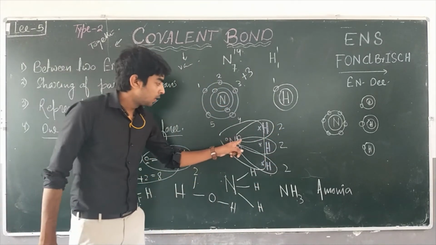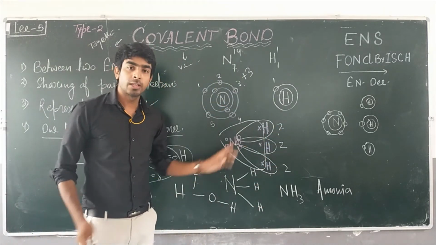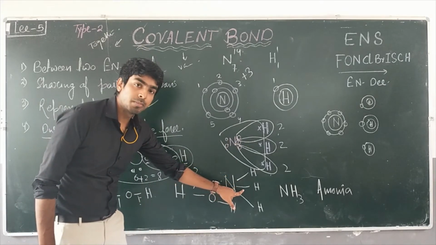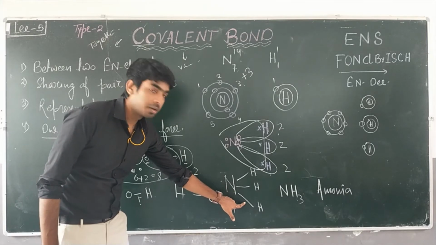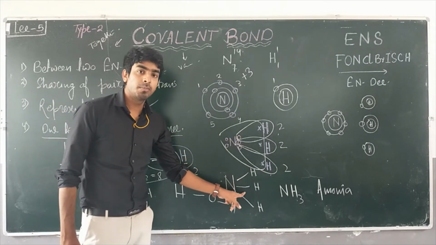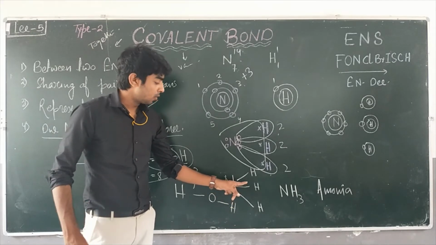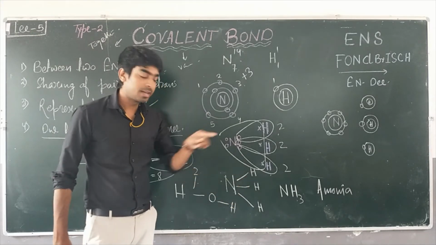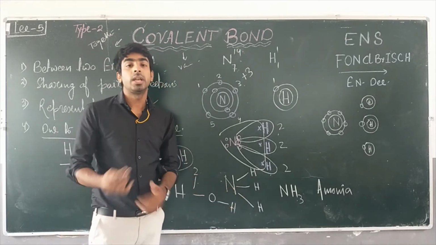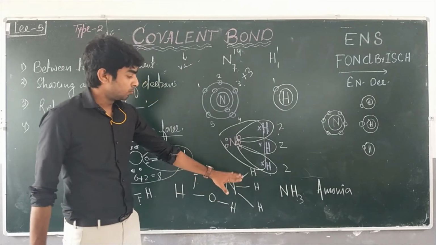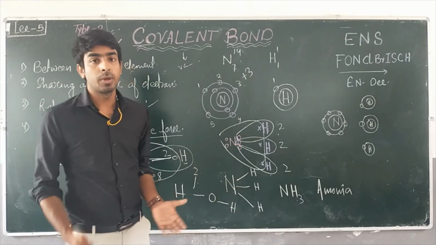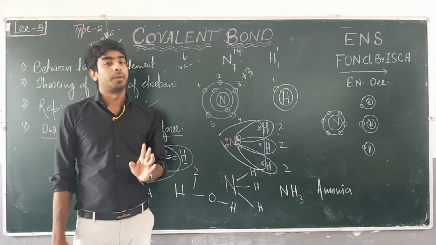Now you see nitrogen and hydrogen, 1 pair of electrons has been shared, so we represent it by 1 bond. This is represented by 1 bond, and this by 1 bond. So each pair of electrons that has been shared is depicted by a line. That means a pair of electrons has been shared. This one, this one, this one. 3 bonds you're seeing. That means 6 electrons are participating. So always remember one thing.